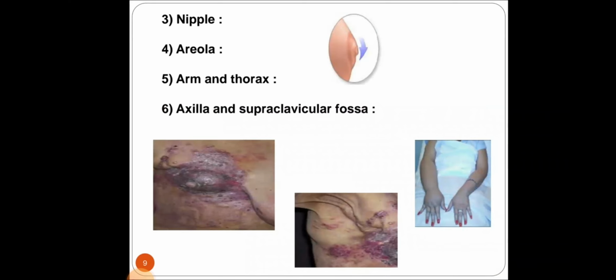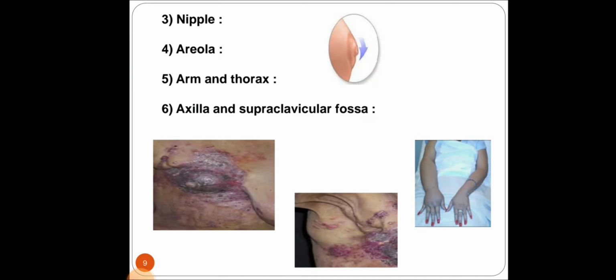Next is the nipple. When you consider the nipple, first thing is whether the nipple is present or absent, whether both nipples are intact, present on both sides, or if there is any abnormality that has to be seen. Next is retraction, whether the nipple is retracted, that also has to be checked. Then position, is there any deviation, or is there any difference in the position of the nipple when we compare both the sides.